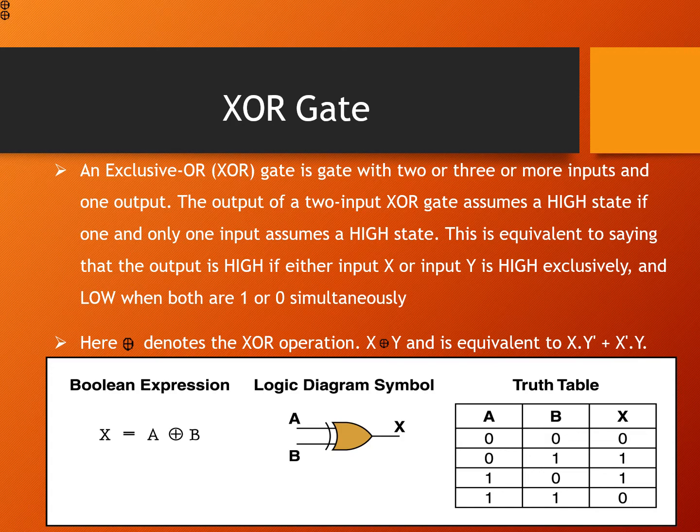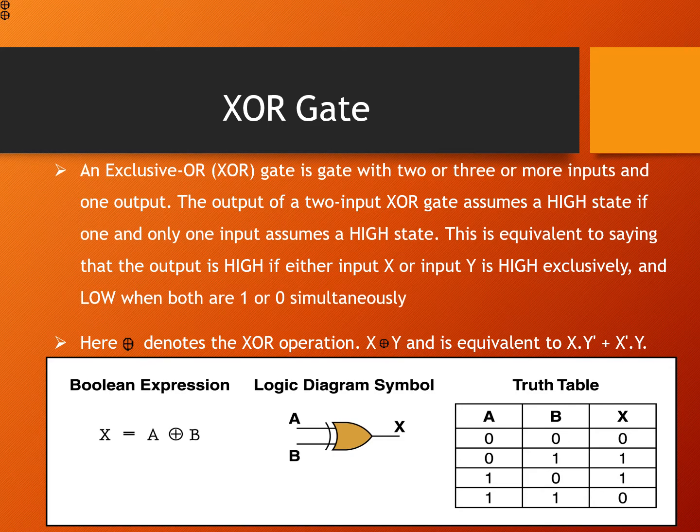Here, plus within a circle denotes the XOR operation. X plus within a circle Y is equivalent to x dot y dash plus x dash dot y. The Boolean expression is x equal to a plus in a circle b.